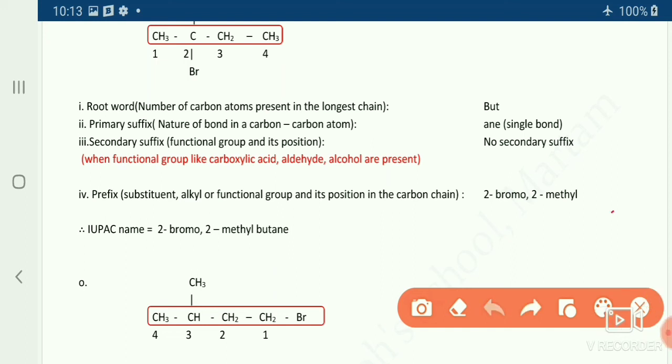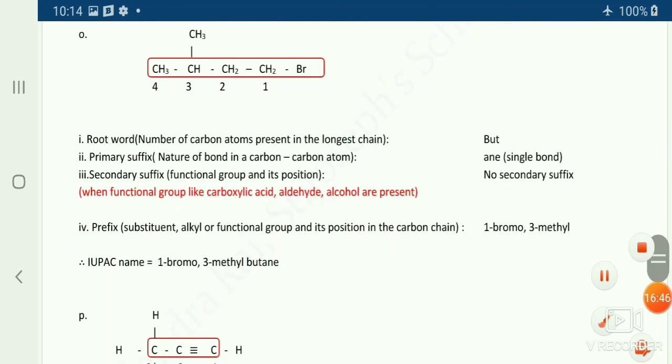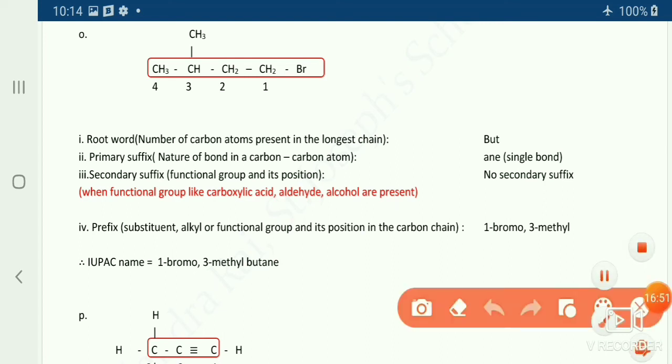Okay, next one. Here we see the number of carbon atoms. 1, 2, 3, 4 only. Don't count bromine. Bromine is not carbon. So but, meth, eth, prop, but, all are single bonds, so primary suffix is ane. Secondary suffix: is there any functional group like carboxylic, aldehyde or alcohol? No. So no secondary suffix. I think it should be clear by now.